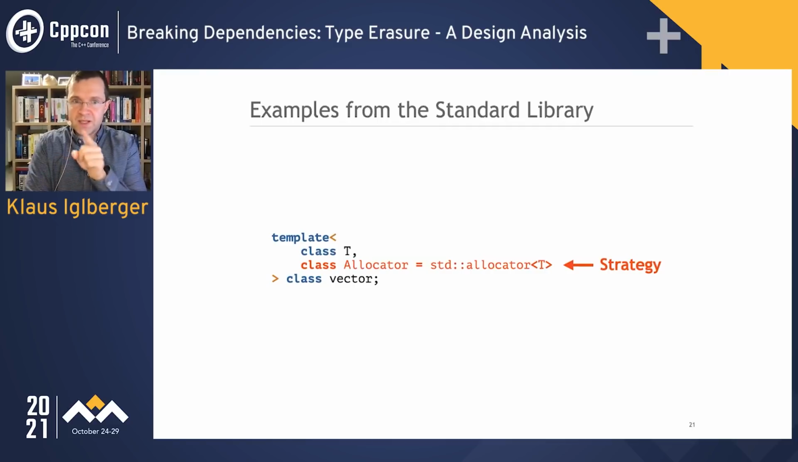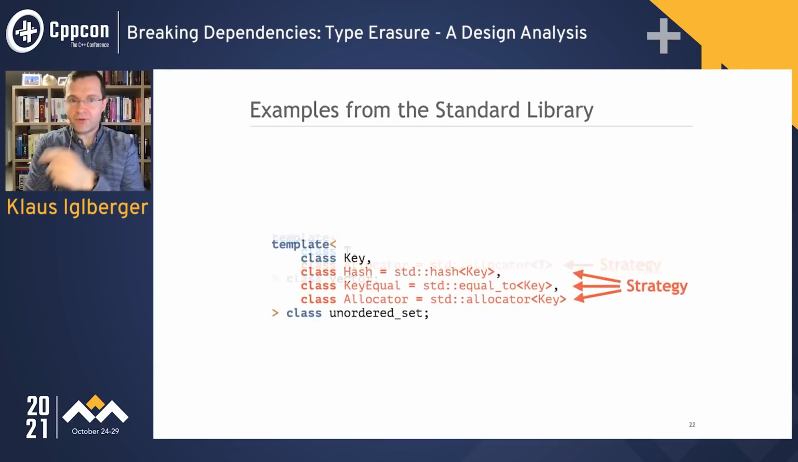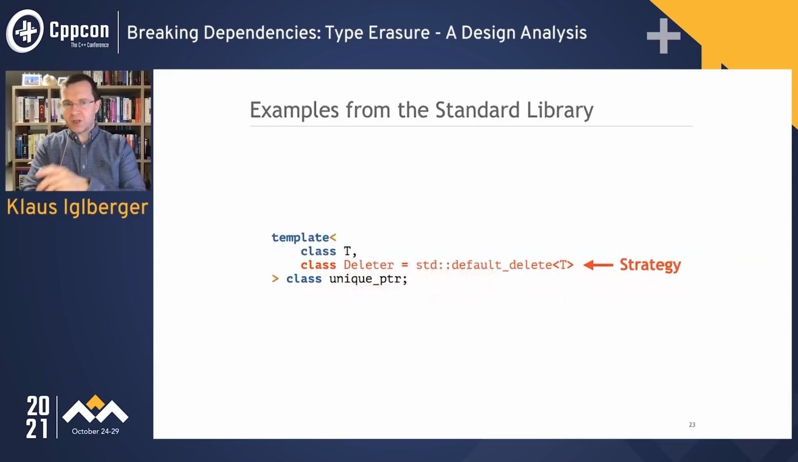You can decide how exactly the allocation should work. You are empowered to specify that detail on your own by dependency injection. Of course, that is true for all containers. And an unordered set has even three strategies: a hash, a key equal, and an allocator. All of these allow you to specify details of how the unordered set works. It's a template strategy. And last but not least, unique pointer, simply because we'll use it now a couple of times, also uses a strategy. Its deleter is something that you can provide at compile time, but that is some aspect that you can configure from the outside. So it's a dependency injection indeed.